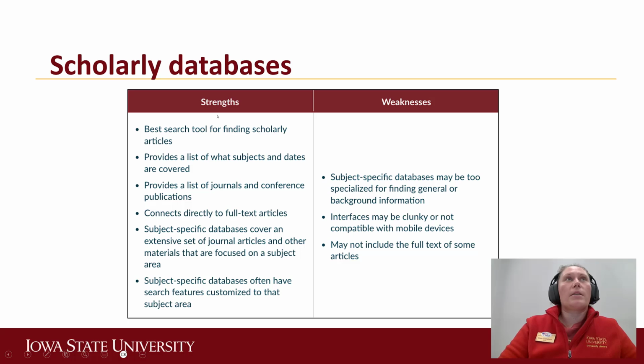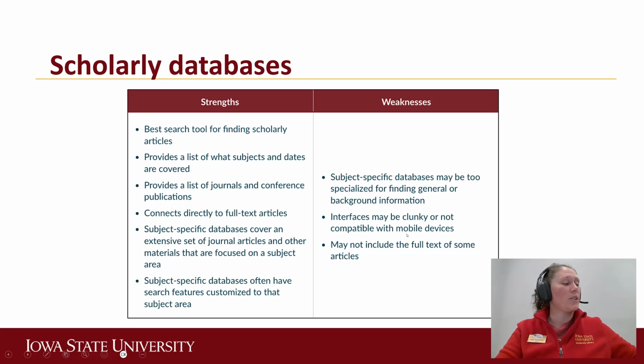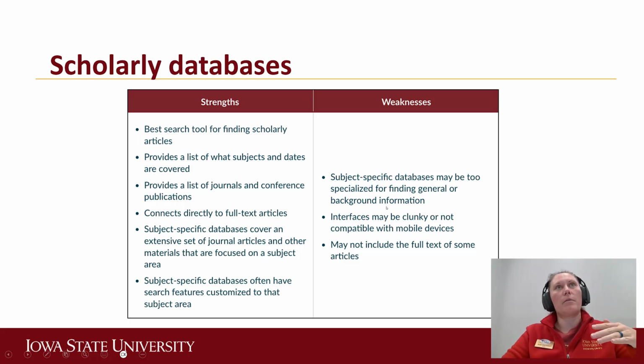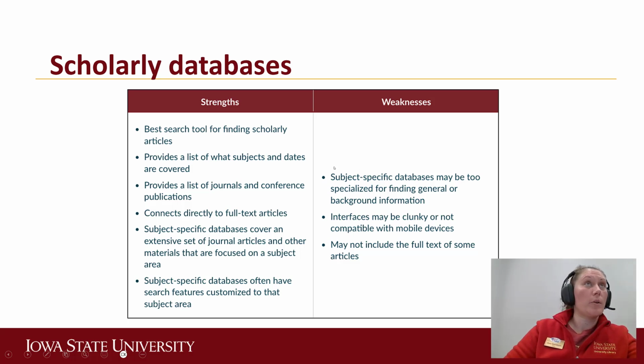So our scholarly database strengths and weaknesses that we've outlined in here. Some of those weaknesses are some of the things that might make them intimidating to you at first. The interfaces are not as intuitive as Google, and you have to use some of these search strategies like Boolean operators instead of your natural language like you could with Google Scholar or with Google. The subject-specific databases can get really specialized, and sometimes too much so. Sometimes you need more general information or more background information. You don't need a deep dive, and that's when that open web can be more useful than some of these scholarly databases.